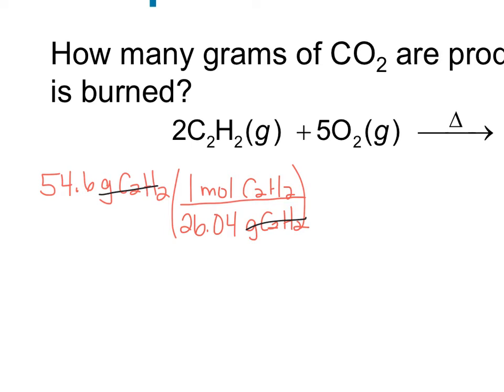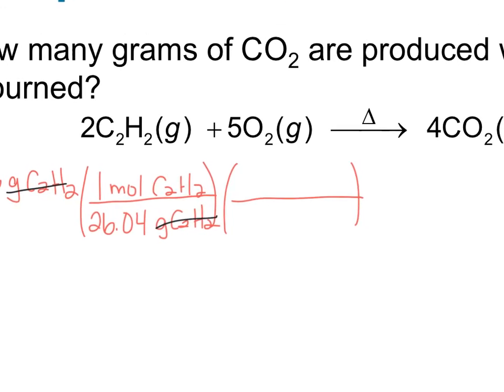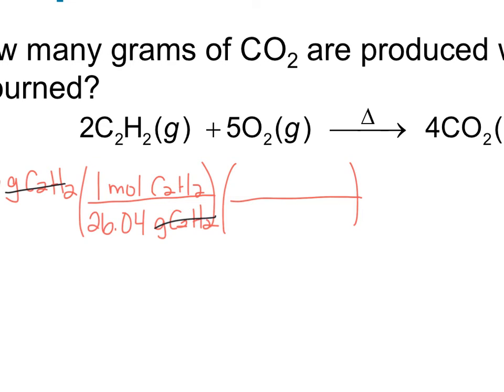But I'm not done. I need another conversion factor. So the second conversion factor we said was going to be the mole to mole ratio. So we need the coefficients from our balanced equation. So we're going to use 2 for C2H2 and 4 for CO2. So which one goes on top? It's always the unknown on top. So I want moles of CO2, and I want to get rid of moles of C2H2.